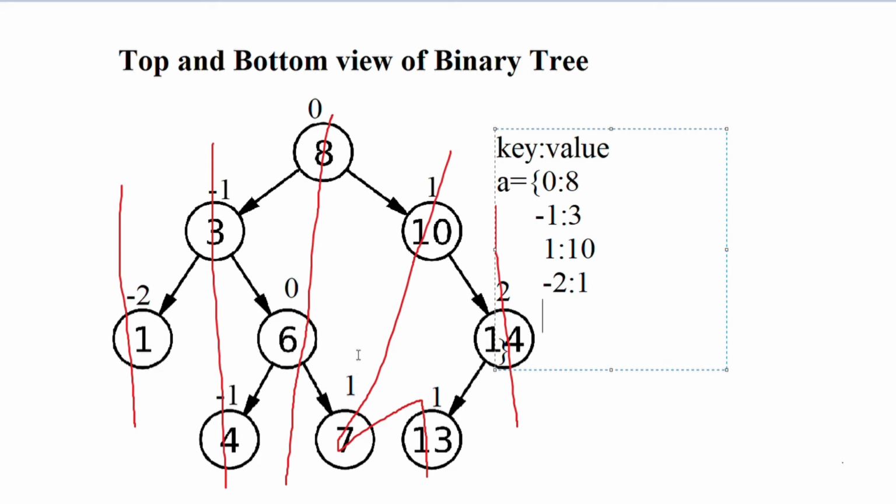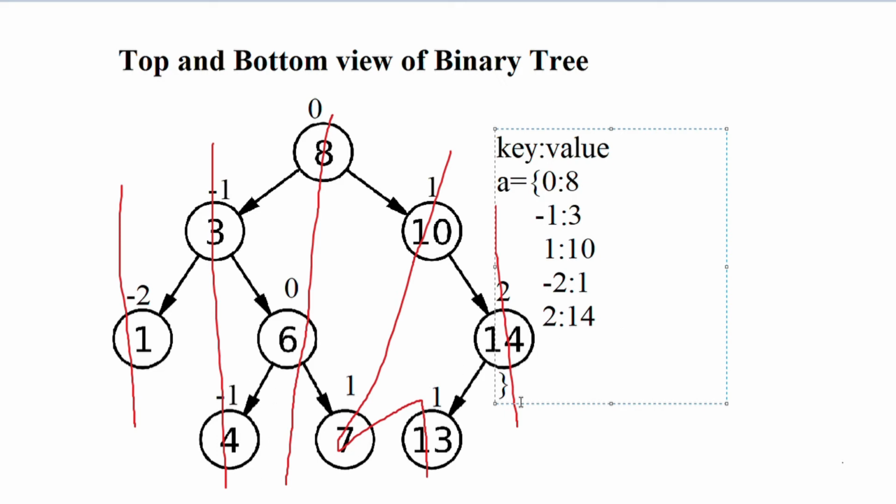Now I move to the next, which will be 0. So I say, is 0 present in my dictionary? Yes, 0 is present in my dictionary. So move on. Then I come to 2. Is 2 present in my dictionary? No, 2 is not present. So I insert 2 as a key, and 14 will become the value. And then I go to this 4.